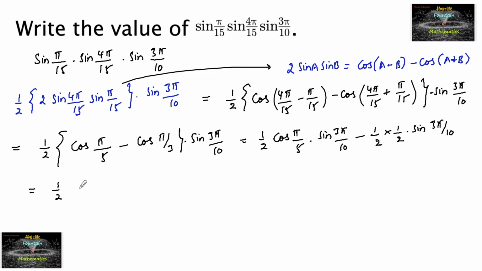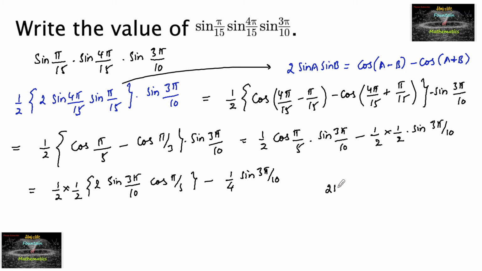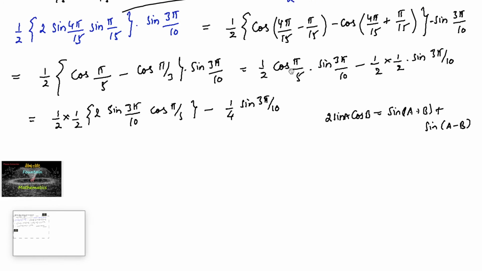So which equals 1 by 2, and again multiplying and dividing with 2, we can write here 2 sin 3 pi by 10 into cos pi by 5 minus 1 by 4 sin 3 pi by 10. And again we have a formula that 2 sin A cos B is equal to sin A plus B plus sin of A minus B, so that we can substitute here.